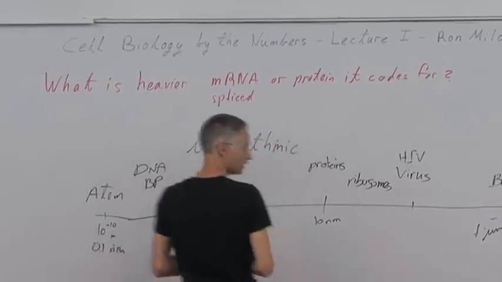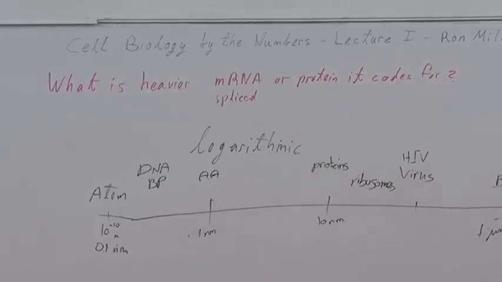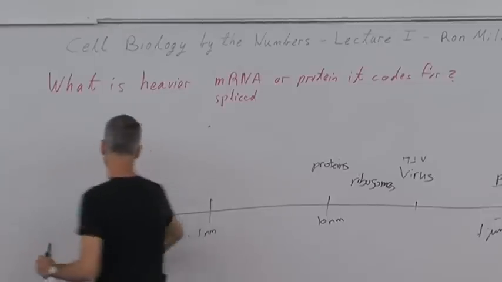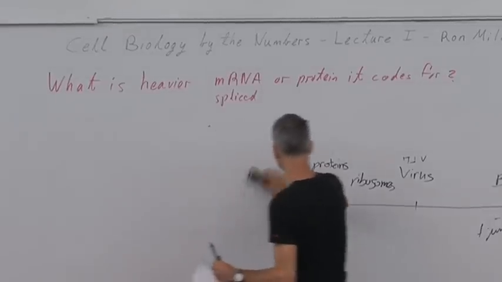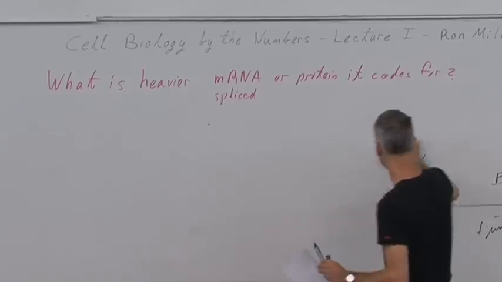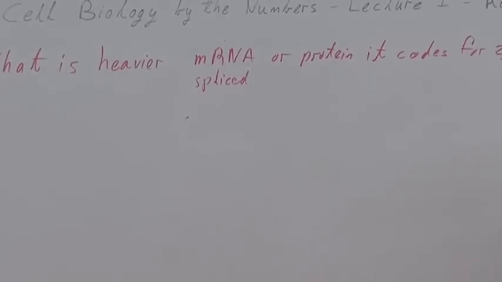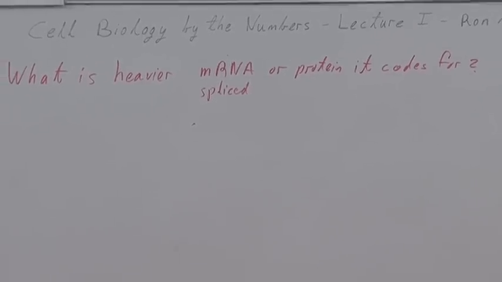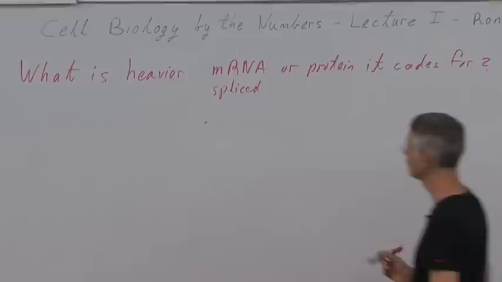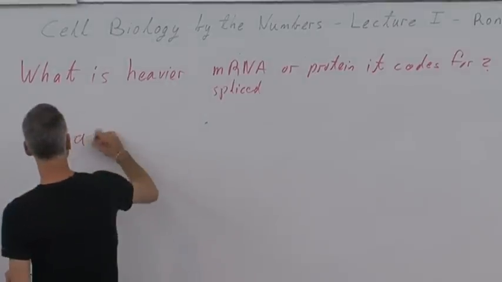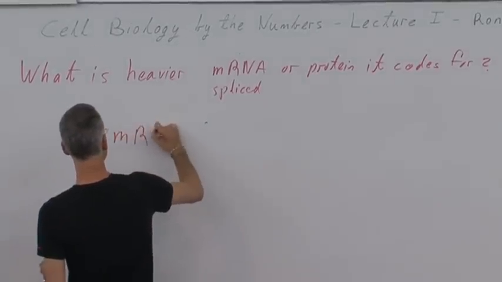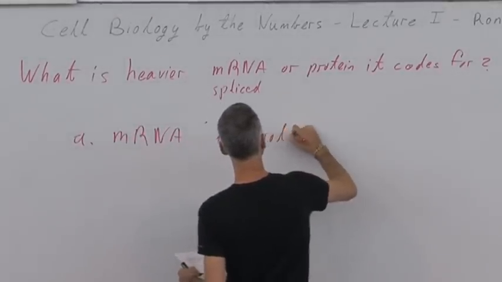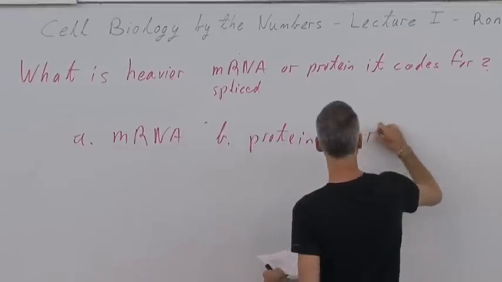Nobody shouts. No, no, I'm just talking about, I have an mRNA, not coated, already spliced, ready to be eaten, and I'm interested in its size versus the protein that it would code for. And the question is, is it the mRNA that is bigger? Is it the protein? Is it roughly the same?